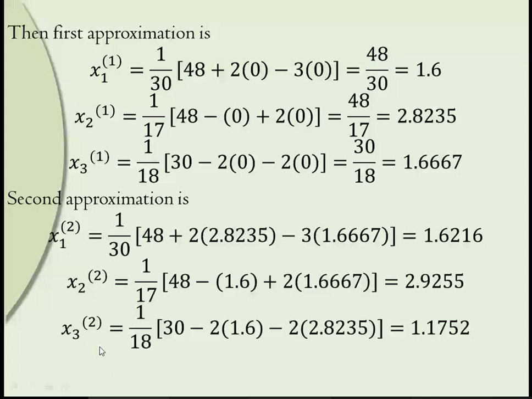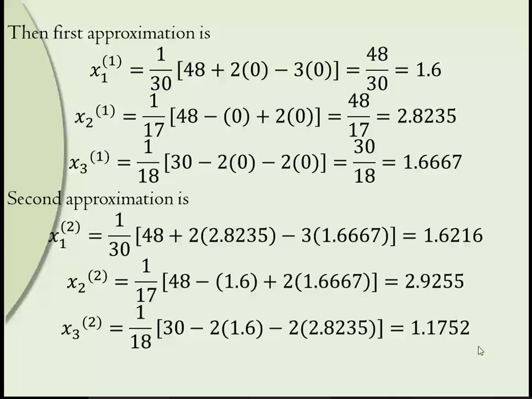Now, are these matching up to certain digits? This is 1.6, this is 1.6216, 2.82, 2.92. So they are not matching. They are near, but not matching. So we have to do the third approximation. How to do the third approximation? Put these values again into the right-hand side of the equations and get the third approximation.